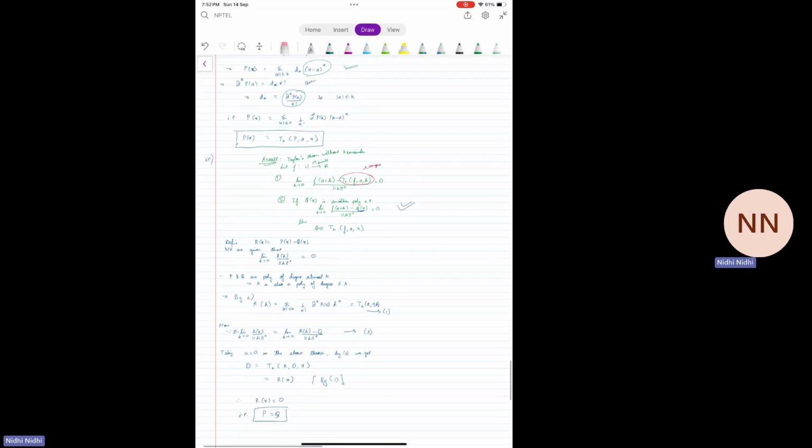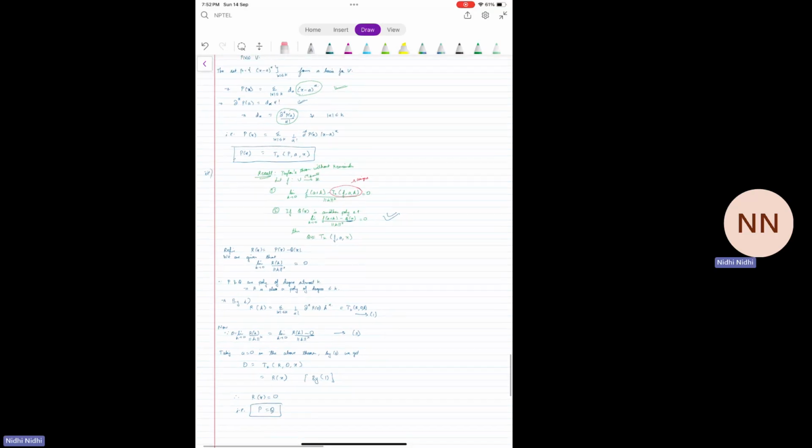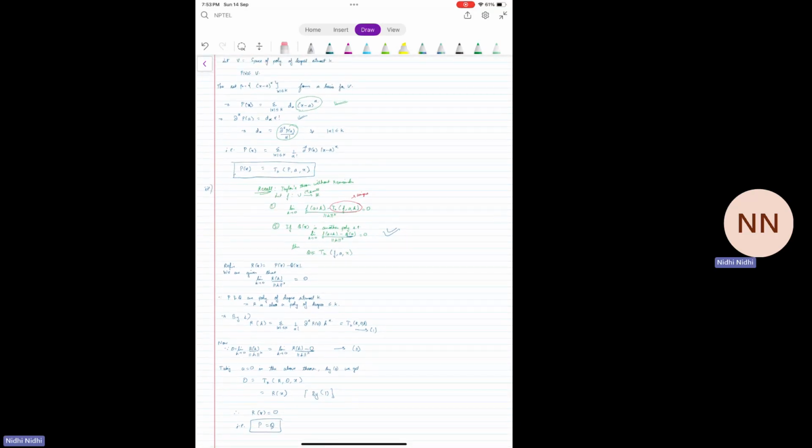So eventually, a polynomial itself is the approximating polynomial for that function.